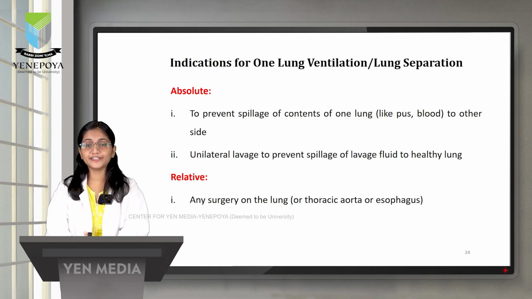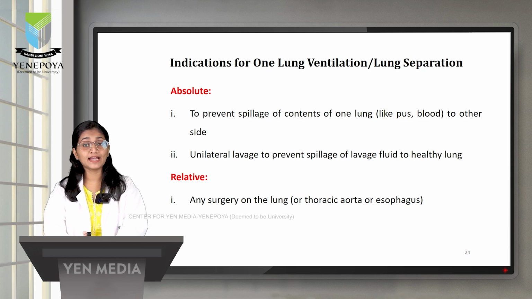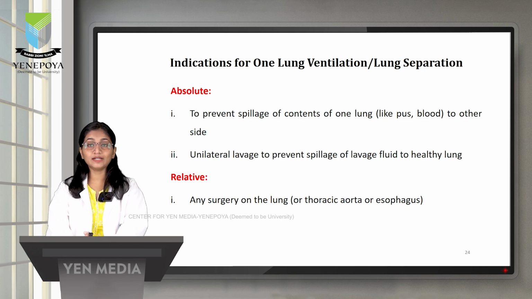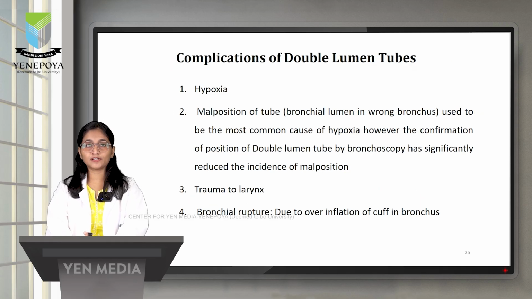Indications for one lung ventilation or lung separation. The absolute indication is to prevent spillage of contents of one lung, like pus or blood, to the other lung. Unilateral lavage, to prevent spillage of lavage fluid to the healthy lung. Relative indication is any surgery on the lung, thoracic aorta, or the esophagus.